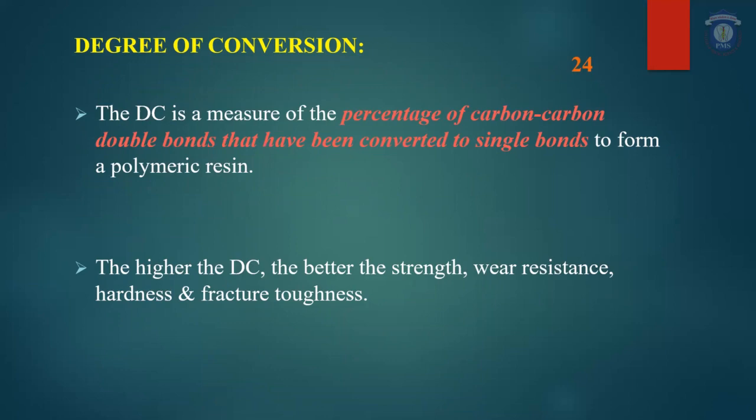Okay. Now let us have a look at what we mean by degree of conversion, which we mentioned in the first slide. It is the measure of percentage of carbon-carbon double bonds that have been converted to single bonds to form a polymeric resin. So the amount of double bonds converted to single bonds is referred to as degree of conversion. The higher the degree of conversion, the better will be the strength, wear resistance, hardness, as well as fracture toughness.